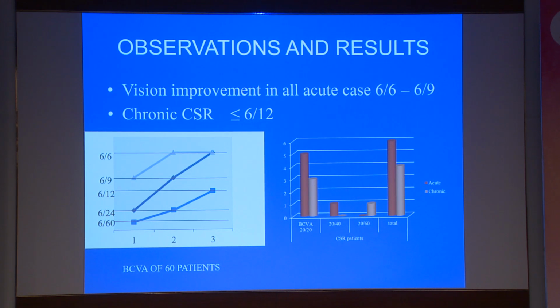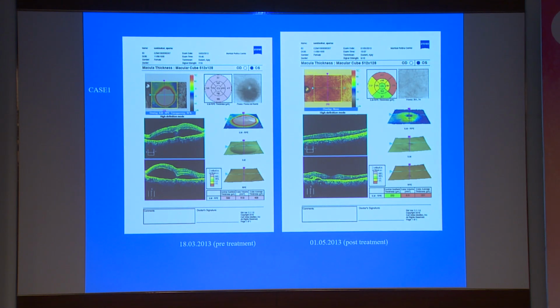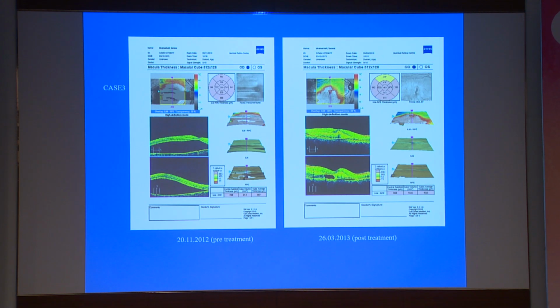So the basic results which we observed is that there was visual improvement in all cases, almost to 6/6, 6/9. In chronic CSR patients, the vision was not improved beyond 6/12 because of the RPE changes and the foveal thinning. So a few cases I'll share with you all. This is how one of the cases had this subretinal fibrin resolve rapidly. You can see within a month and a half of treatment. This is another case which also resolved with treatment with anxiolytics and SSRIs.